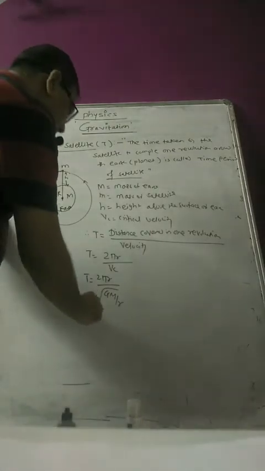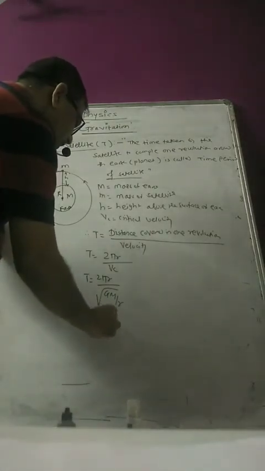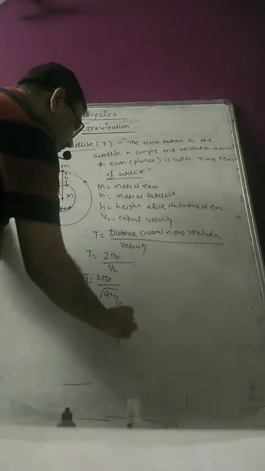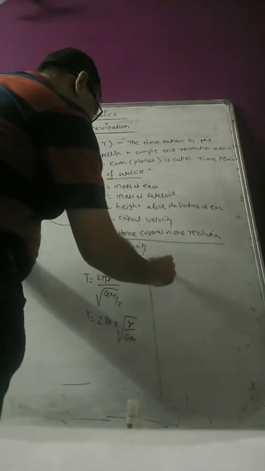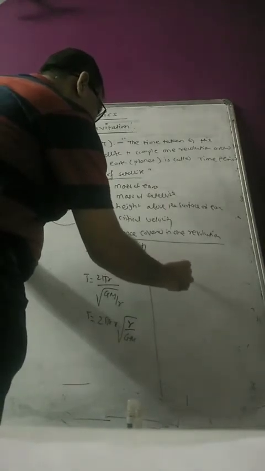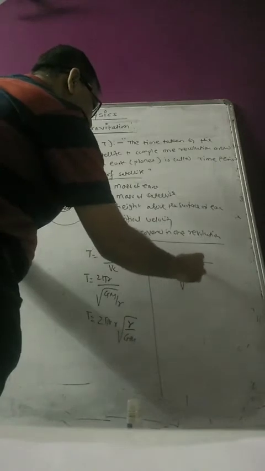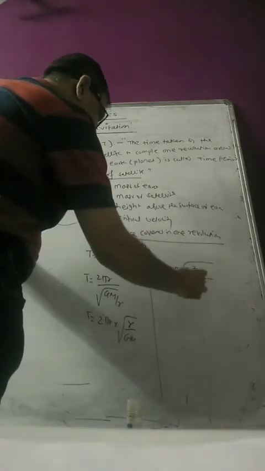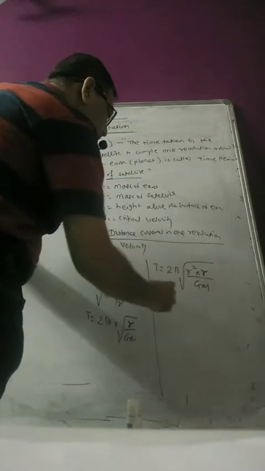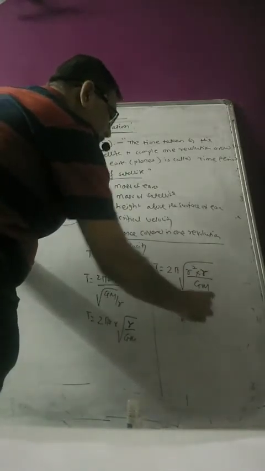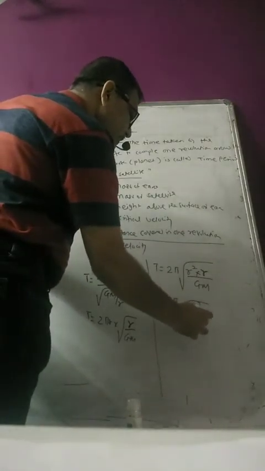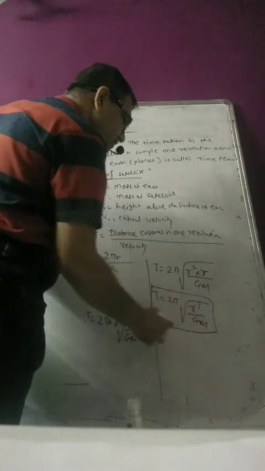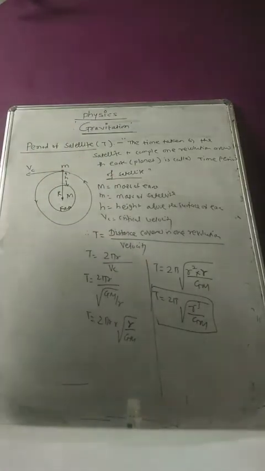So the time period of the satellite will be 2 pi r into under root of r upon GM. Now I will put this r inside. So time period is equal to 2 pi under root of r square into r upon GM. So the time period of that satellite will be 2 pi under root of r cube upon G into M. That will be the expression for time period of satellite.